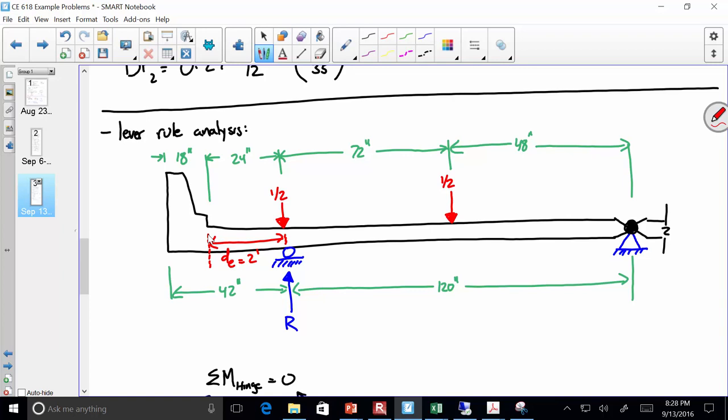Yes, I'm talking about the physical dimensions of the bridge. That's a good point. It just so happens, by coincidence, that the load was right over that girder. That load could have very easily been over here or over here, what have you. Make sense? All right.